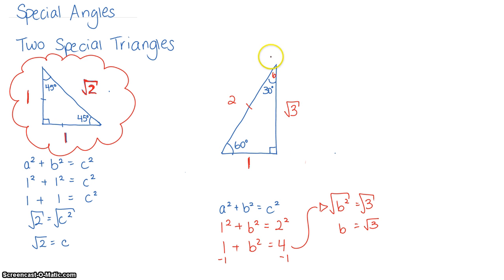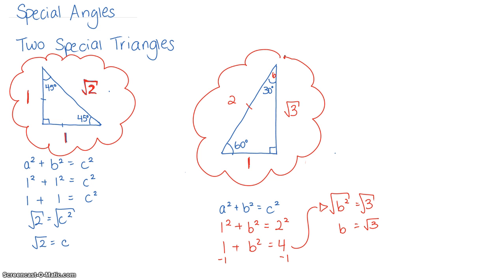Again, if we had any multiples of this, the ratios are still going to reduce down to this. So right here, this is quite important: the ratio of the sides and remembering these.